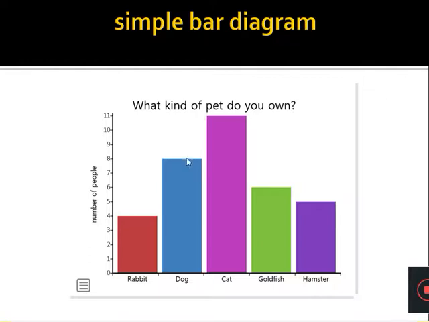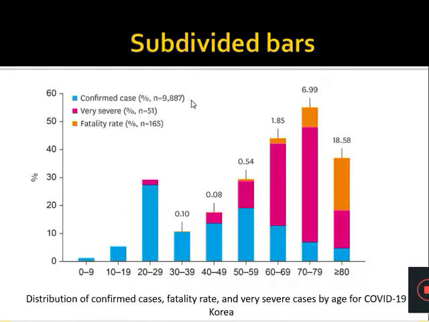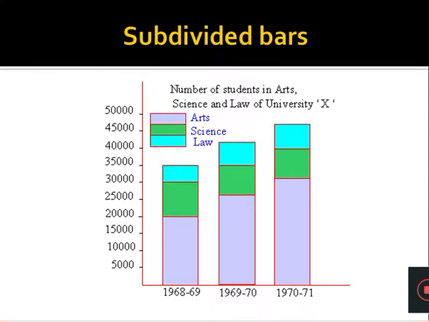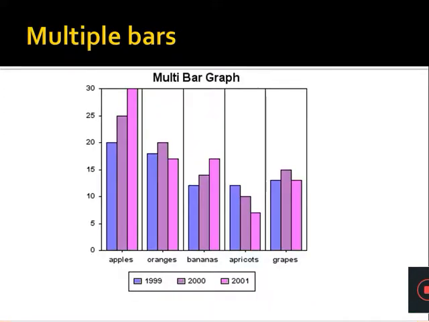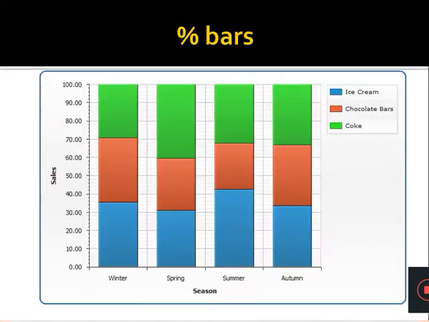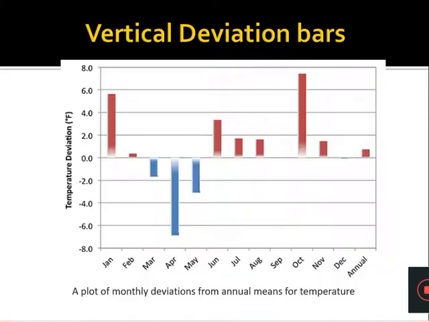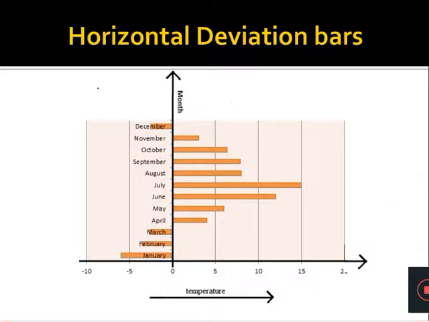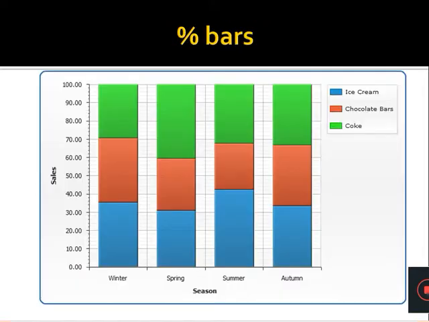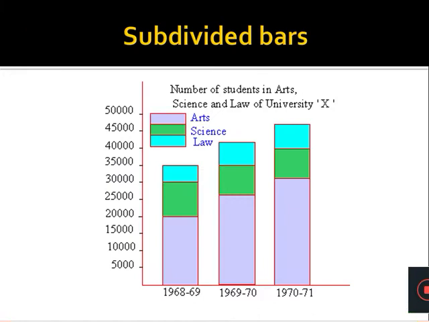There are 6 types of bar diagrams. The first is the simple bar diagram, the second is the subdivided bar diagram, the third is the multiple bar diagram. Then the percentage bar diagram, deviation bar diagram and broken bar diagram. These are the different types of bar diagrams, or one-dimensional data representation.